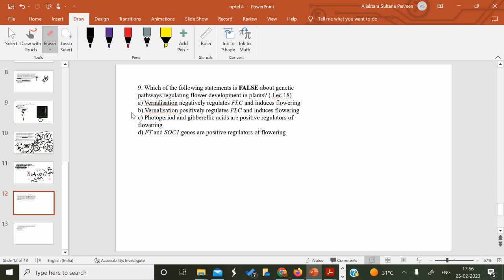So, the false statement is this one: vernalization positively regulates FLC and induces flowering. Because if vernalization is positively inducing FLC, then flowering cannot happen, because FLC is a negative regulator of flowering. Okay, is it clear?